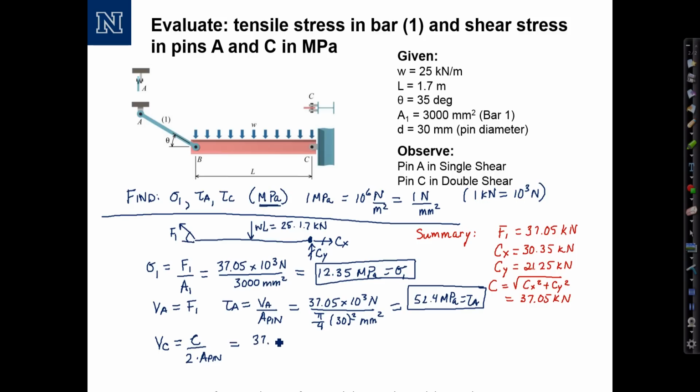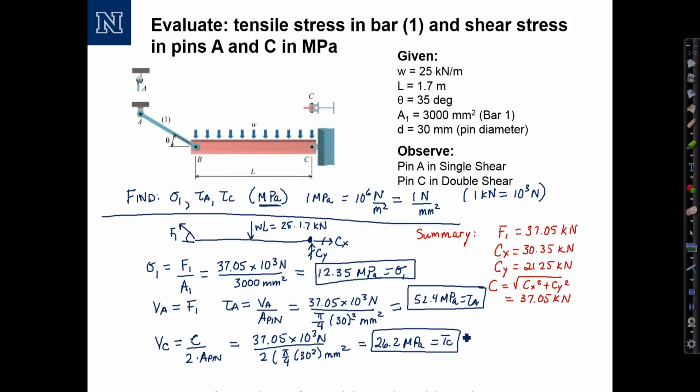We can write it out to be thorough. 37.05 times 10 to the third newtons divided by 2 times pi over 4, 30 squared millimeters squared. So this gives us half of this answer, which is 26.2 megapascals. And this is the shear stress in pin C.